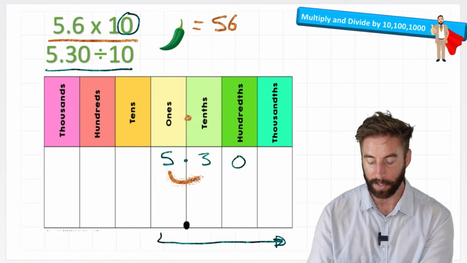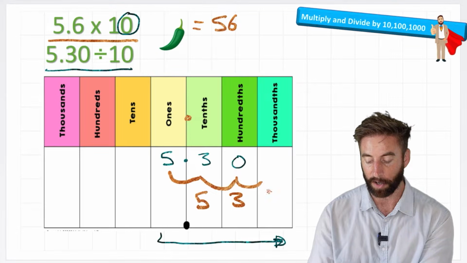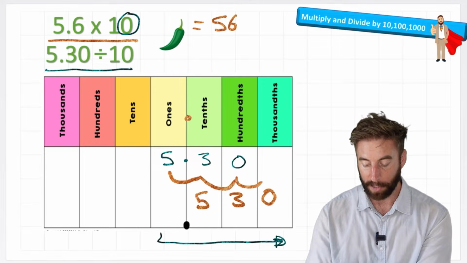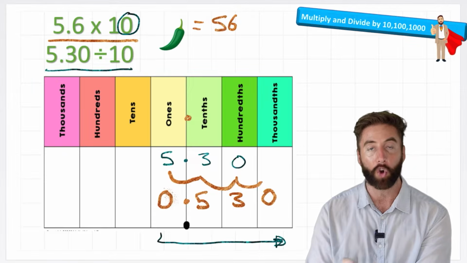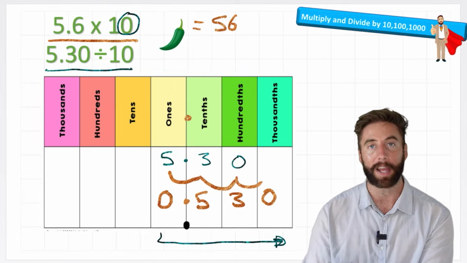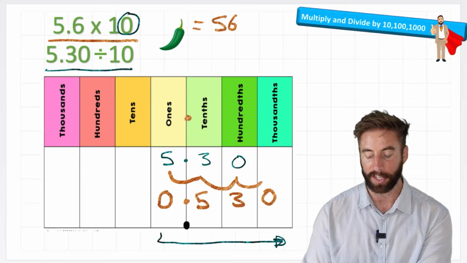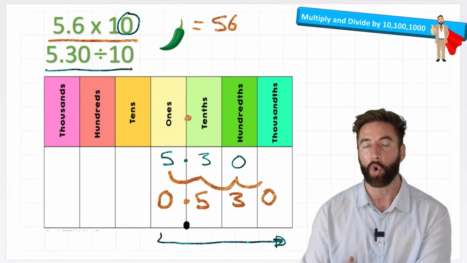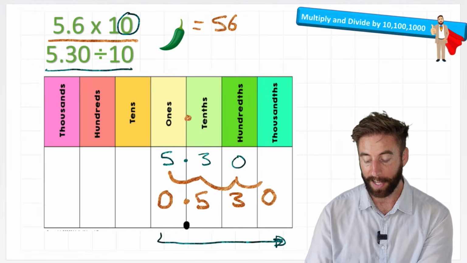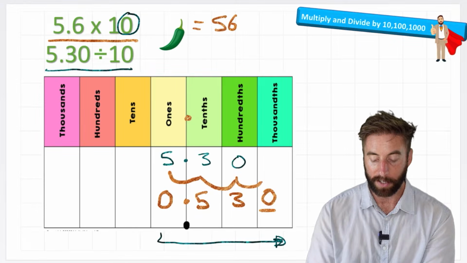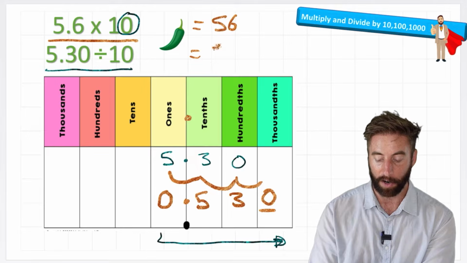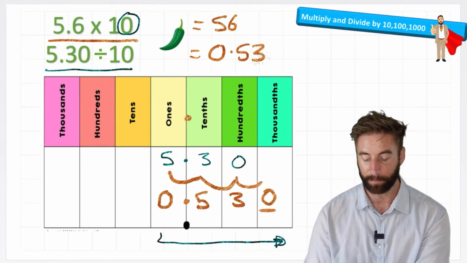My 5 now comes into the tenths column, my 3 goes into the hundredths column, and my 0 goes into the thousandths column. But now I need to put my decimal back, and I have a choice. I can either put a 0 here, or I could leave it without, but either way my value doesn't change. My answer is 0.530 or 0.53, and again this little 0 at the end, we actually don't need it. It doesn't change the value. So my answer in its simplest form is 0.53.